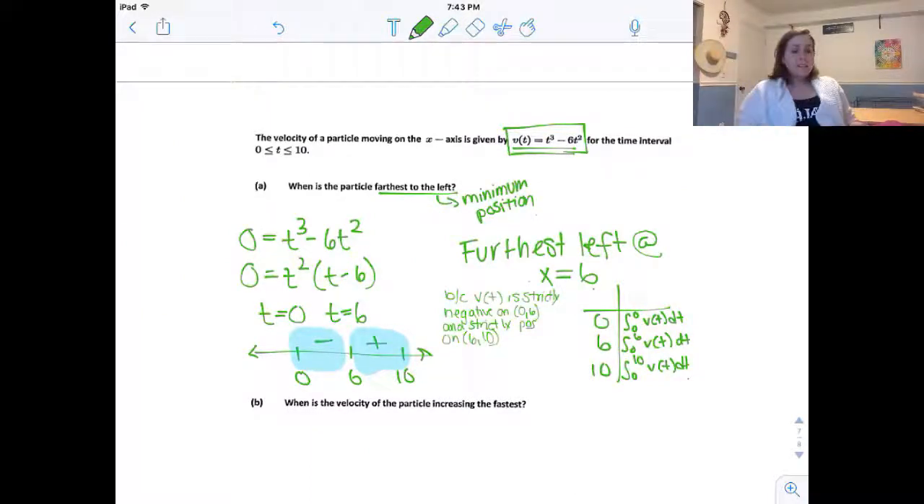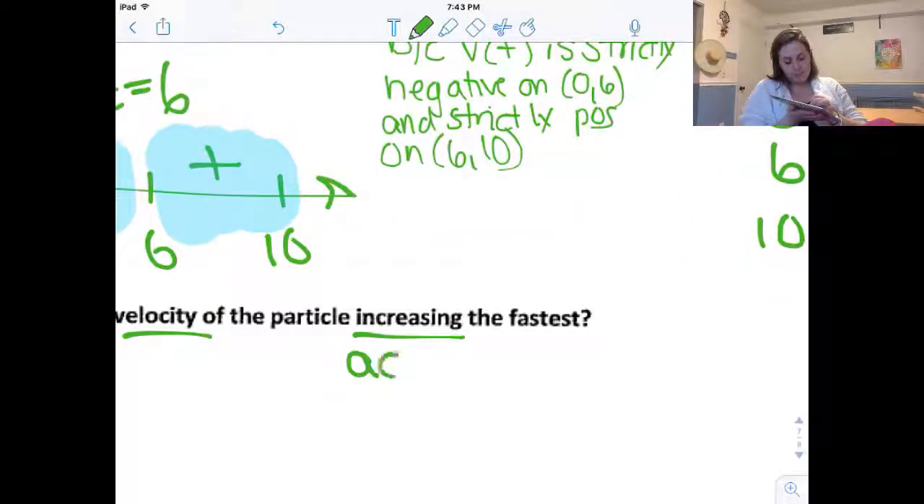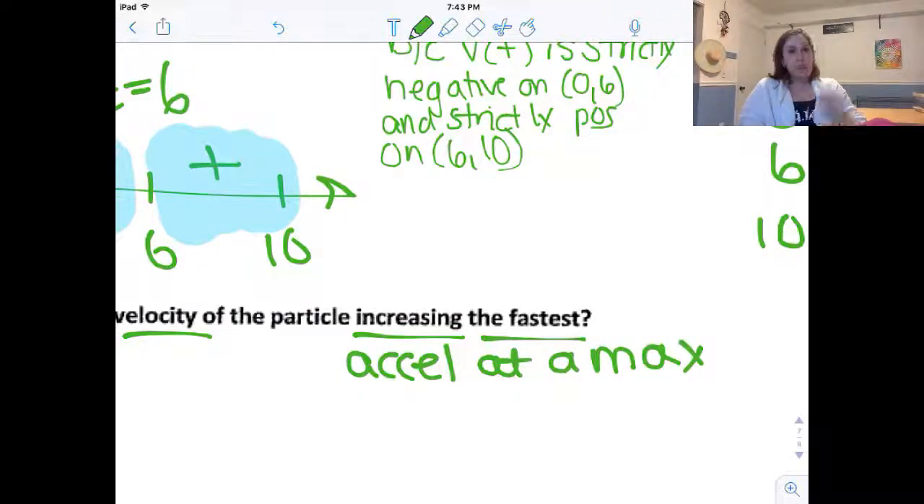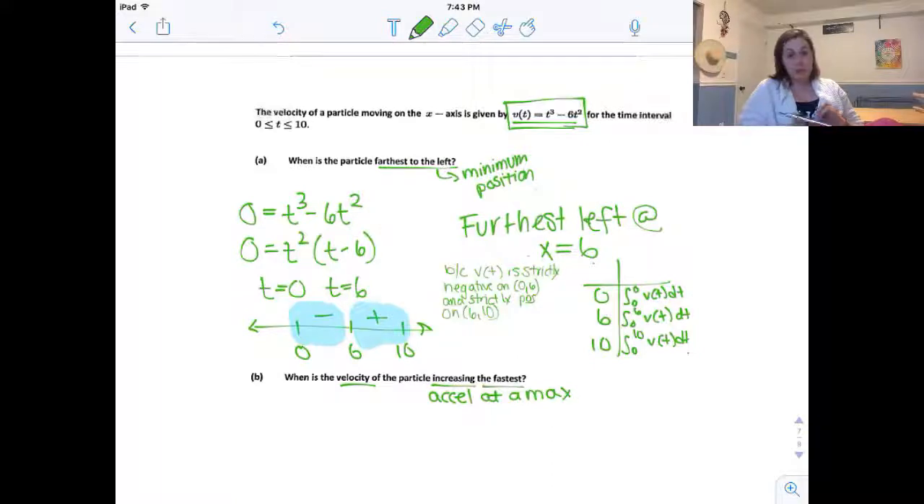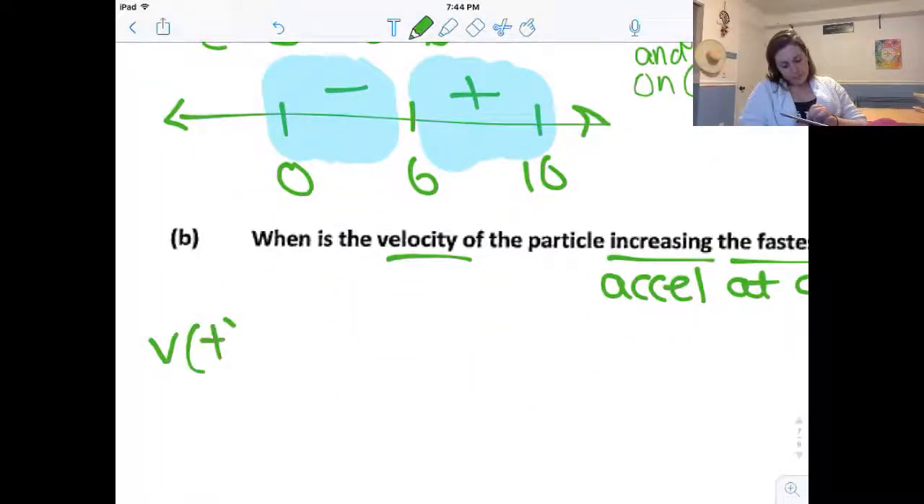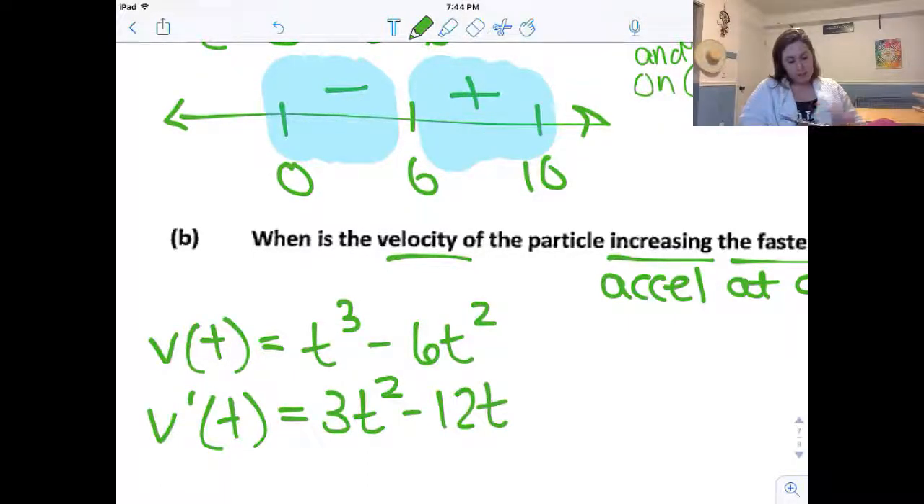Okay. Next one says, when is the velocity increasing the fastest? So think about this. Velocity increasing is acceleration, right? And the fastest means we want it to be at a maximum. So I want the maximum acceleration here. So first let's find our acceleration. Velocity was t cubed minus 6t squared. So v of t is t cubed minus 6t squared. V prime of t, which is a of t, is 3t squared minus 12t. So yes, you could say that's a of t, but you have to define that.